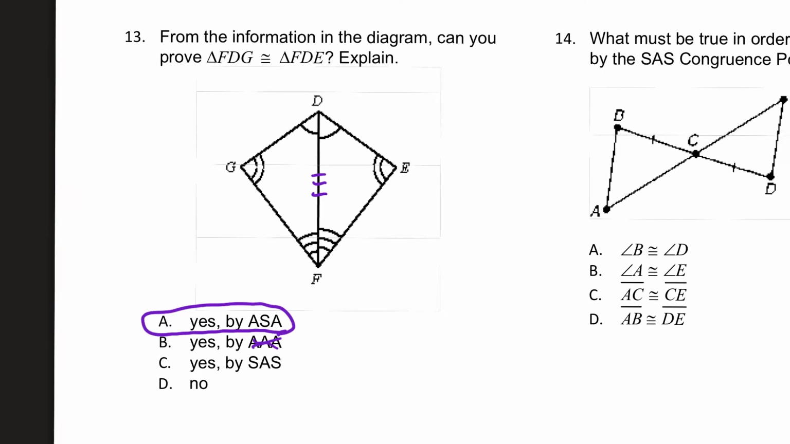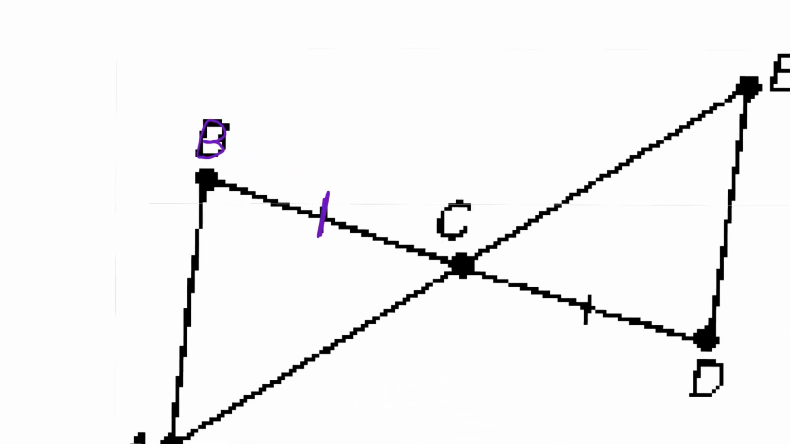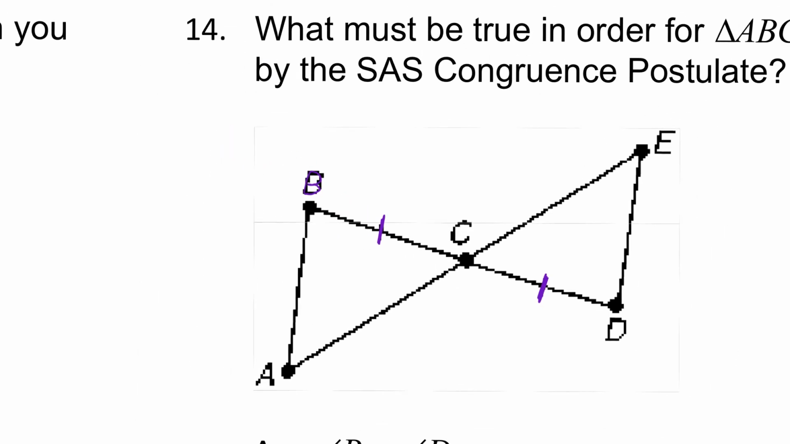No, 14 is actually over here. Hello. What must be true in order for triangle ABC to be congruent to triangle EDC by the side angle side congruence postulate? Okay, and then they give us this diagram. It's a little rough. Let's try to fix it a little bit. That's supposed to be a B. And we have a little line here and a line here. So that's good. That helps us with that side.